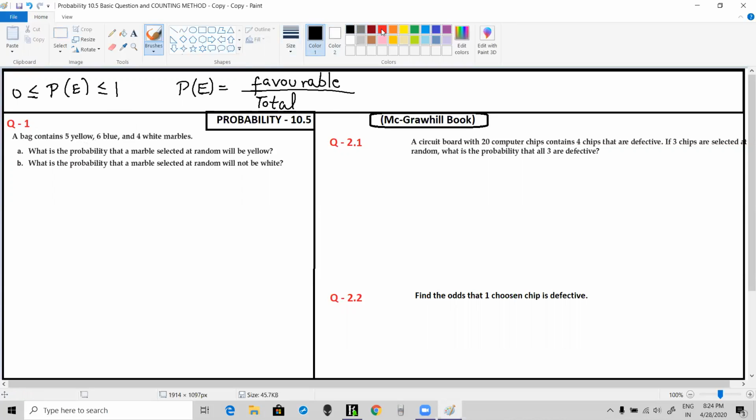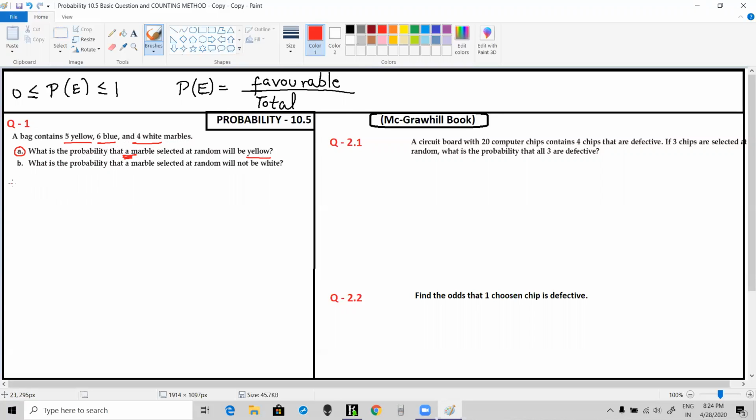So always the first step is to underline the important information. 5 yellow, 6 blue, and 4 white marbles are in a bag. I'll just go on with the question. If you read the first part, it says, what is the probability that a marble, that means I'm choosing one, at random selected is yellow.